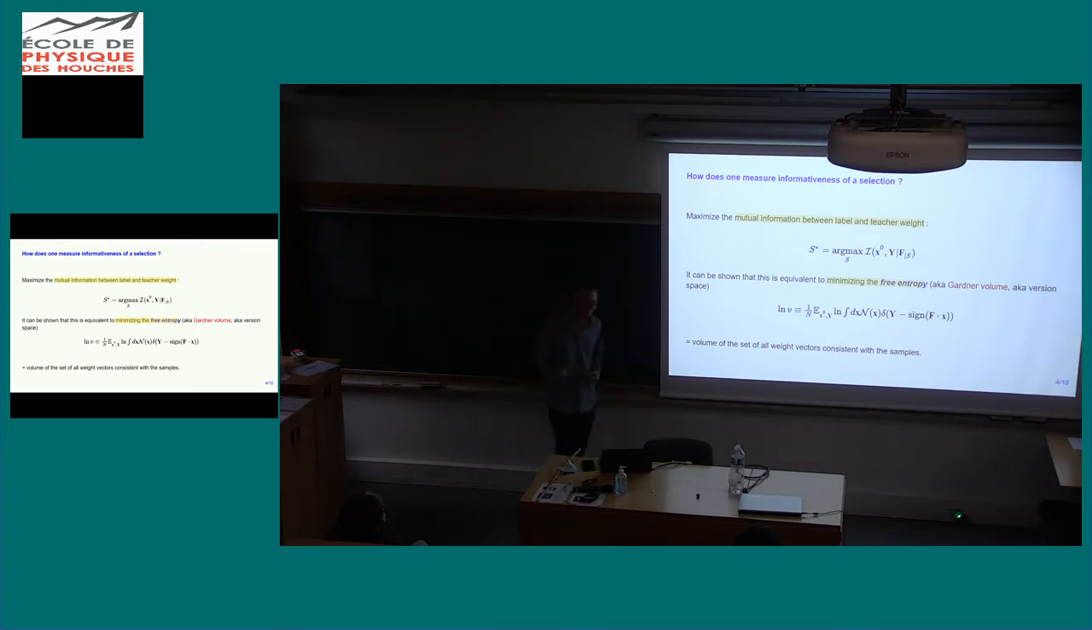And it's all the more intuitive, I'd say, if you're a physicist, because you can play around a bit with this mutual information, and you realize it's nothing else but the free entropy, or minus the Gardner volume, or minus the version space. It has really many names, but basically think of it as a proxy for the generalization error of the student. Well, this volume just is a kind of entropy.